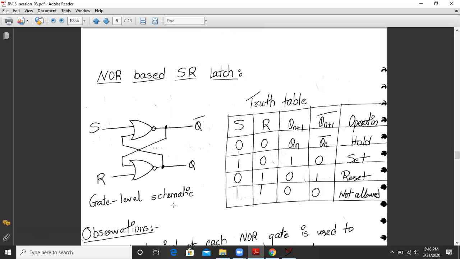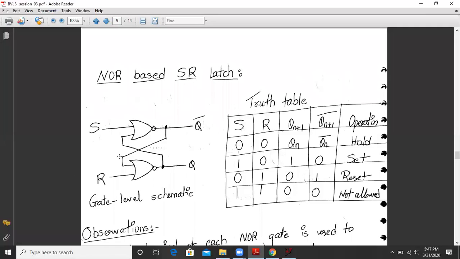Again, I repeat, in the course of BVLSI, the gate level schematic carries absolutely no marks. It is just drawn for reference so that we can get the output expressions from here. So let us see the truth table over here. We have four combinations of S and R. We have two inputs, these are the two external inputs.